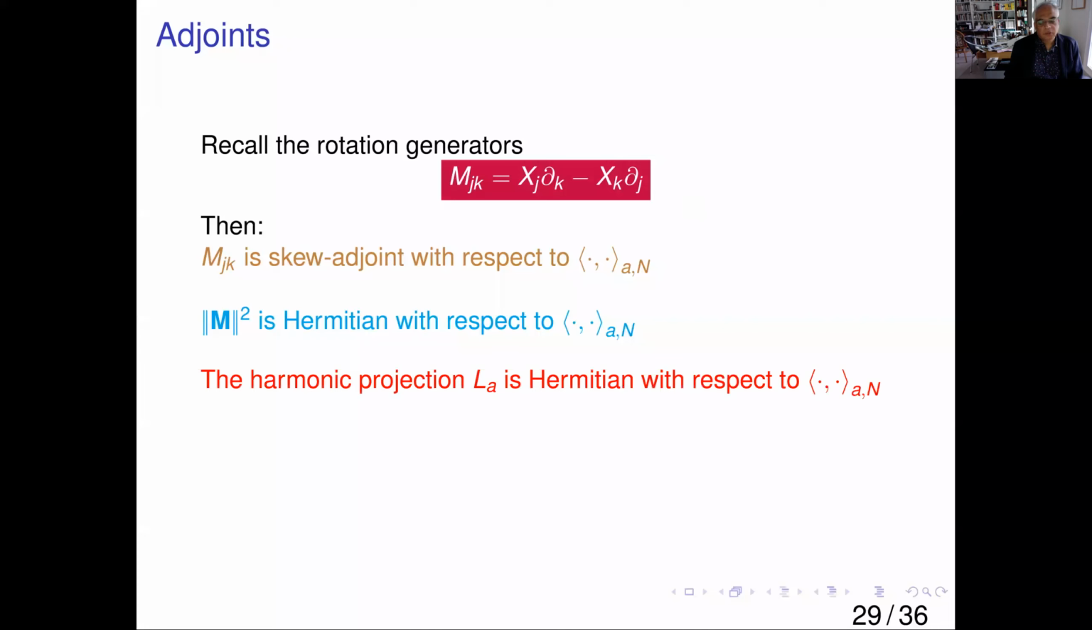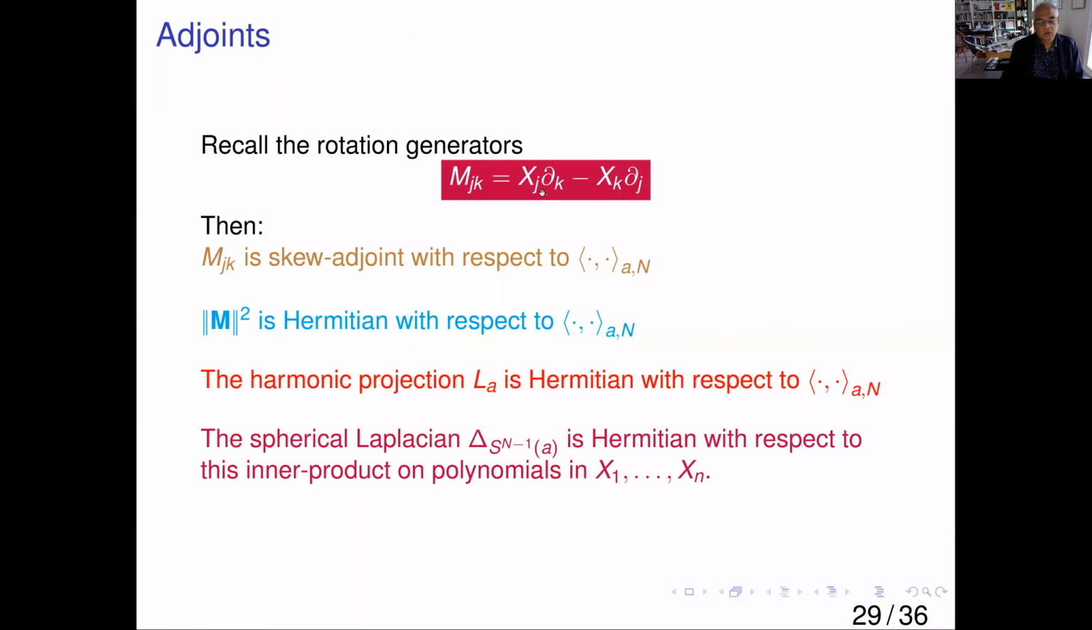Then the harmonic projection L_A, these things just have to be computed, and it turns out that this is also Hermitian. So that's actually an orthogonal projection, this L_A. The spherical Laplacian itself is Hermitian with respect to the inner product on polynomials. I'm not going into self-adjointness, which one can do, but in this case, one could say this is basically an algebraic result. If you take the inner product of P with Laplacian of Q, then it's the same as Laplacian of P with inner product with Q. So all of these follow from algebraic manipulation of these operators M_jk.